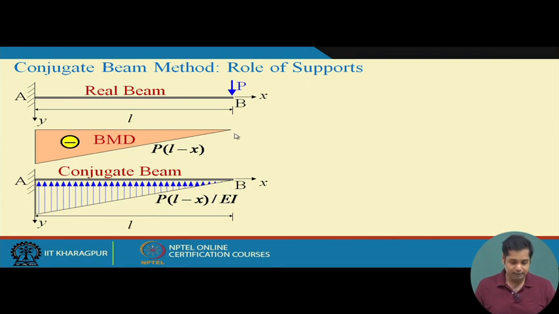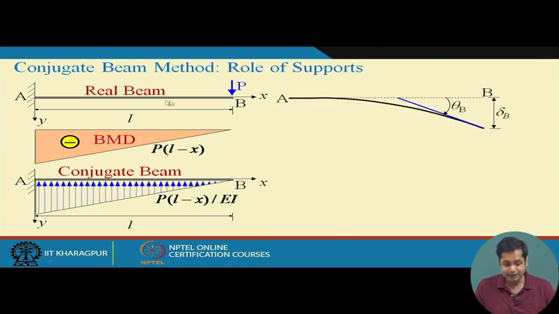Now, the problem is, instead of determining directly the slope and deflection of this point, what we have to do is determine the shear force and bending moment at B of the conjugate beam. So, this is now a problem of statics. We can apply the equilibrium equations, and draw the bending moment and shear force, or determine the bending moment and shear force at a particular point. Let us do that. So, theta B will be the shear force at B, and delta B will be the bending moment at B of the conjugate beam.